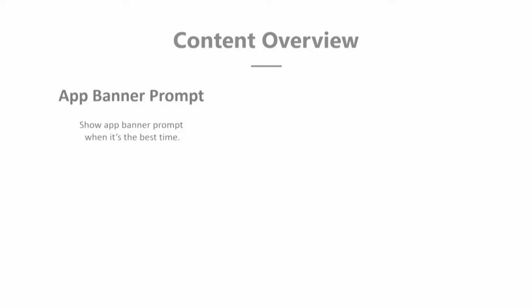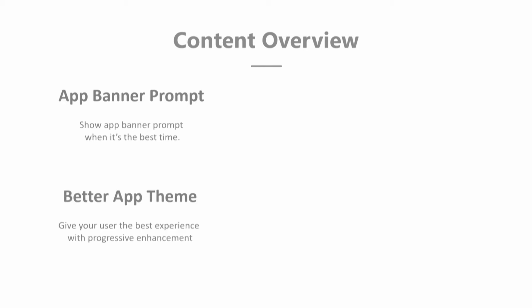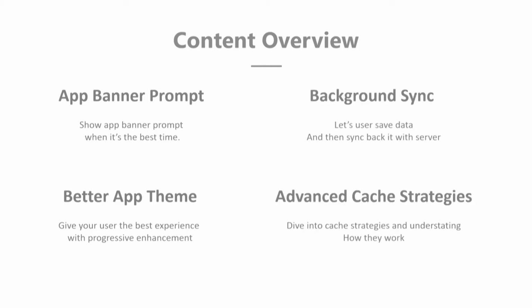So today's talk is mostly around this topic. I'm going to talk about the app banner prompt, which is a different thing after deployment, to give our user a better user experience. I'm going to talk about better app theme, background sync, and advanced cache strategy in service workers. We need to understand what is going on behind the scenes when we are talking about some terms. What does that mean?